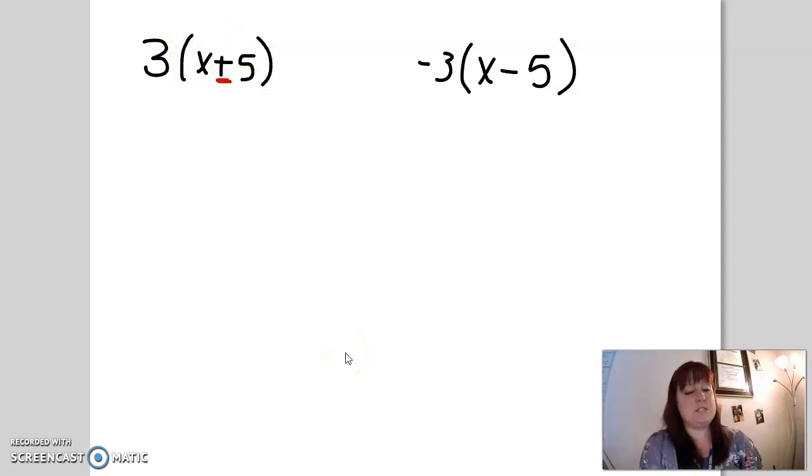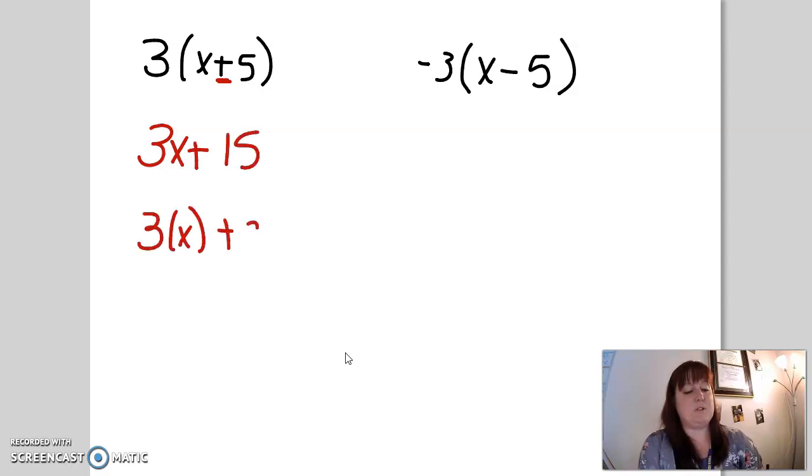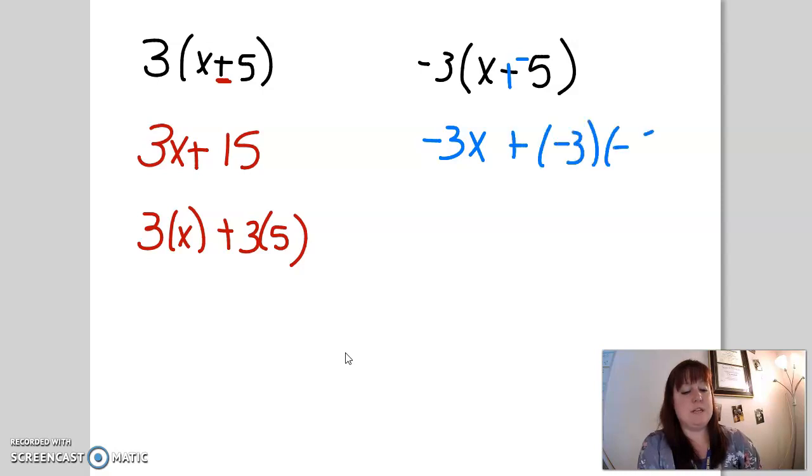So it's really just as easy as being 3x plus 15 because I took 3 times x plus 3 times 5. So we have 3x plus 15. What about this one? I'm going to go negative 3 times x. And then remember this minus 5 is the same as plus negative 5. So really I have plus negative 3 times negative 5.